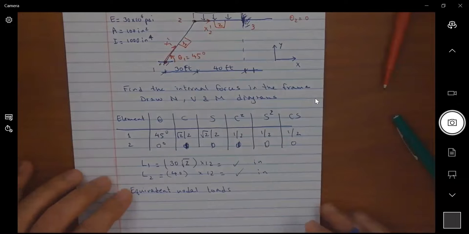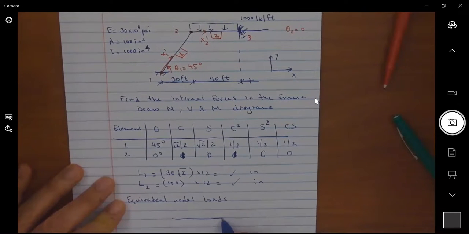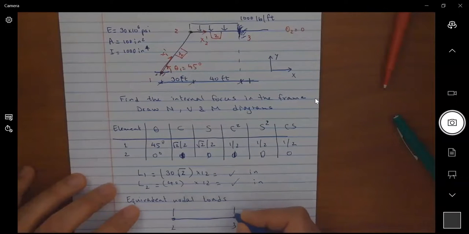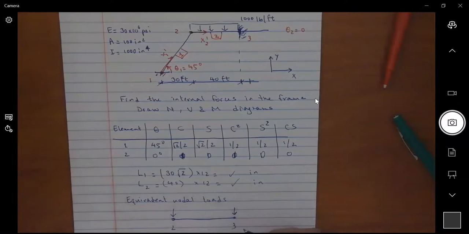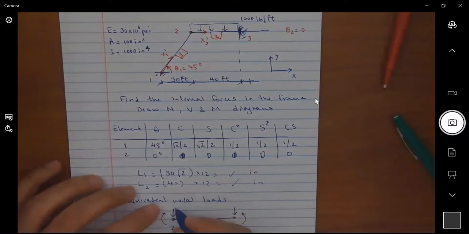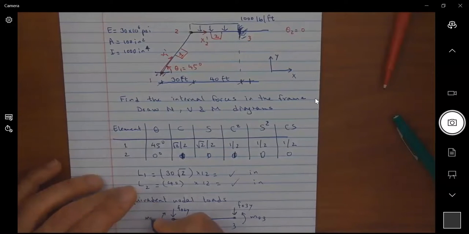Yeah, okay. So the equivalent nodal loads on element two. I have here element two that has the 1,000 pound per foot. If this is node two and this is node three, we know we're going to have the loads applied like this, and the bending moments like this. Okay. So now if this is node 2, I can call this F node 2y, and this is F node 3y. This would be M node 3, and this is M node 2.